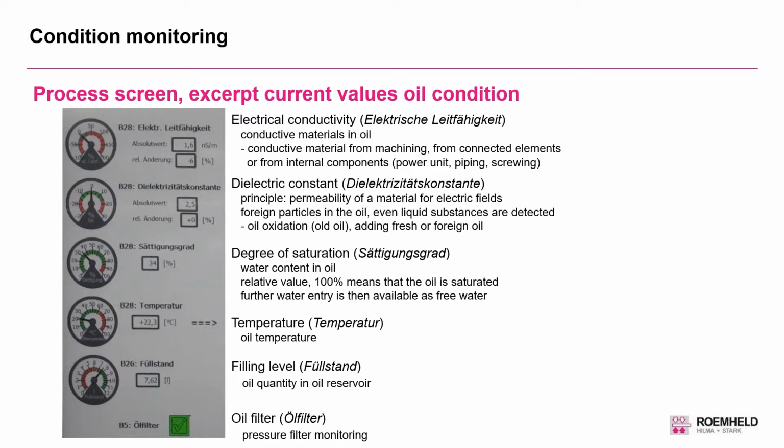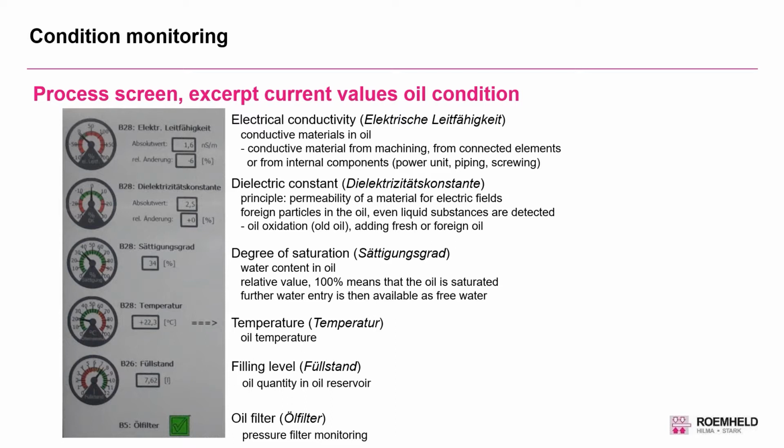First is the electric conductivity. This means the material which is in the oil. This material normally comes from machining or from the elements which are connected to the system. Even the internal components like the power unit, the piping, the pump and the screwing have a certain amount of wear. These particles also end up in the oil.